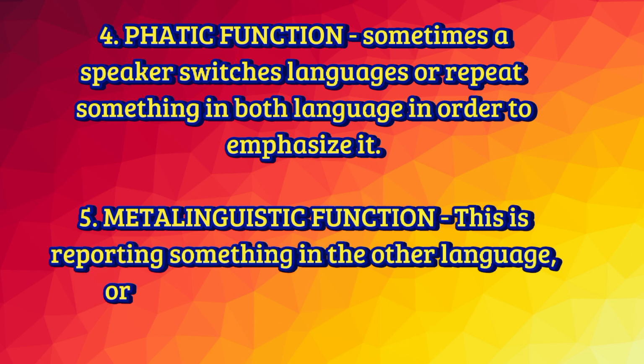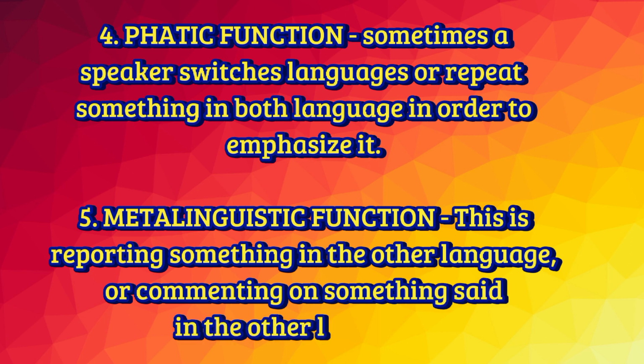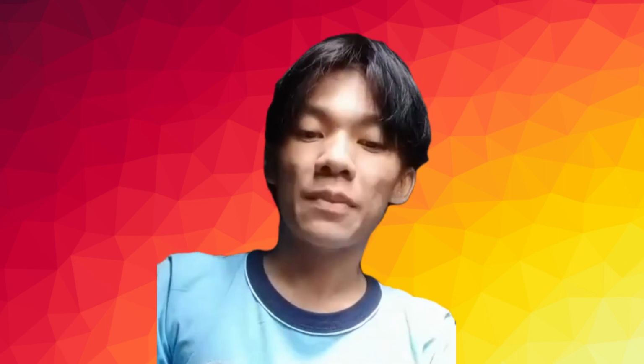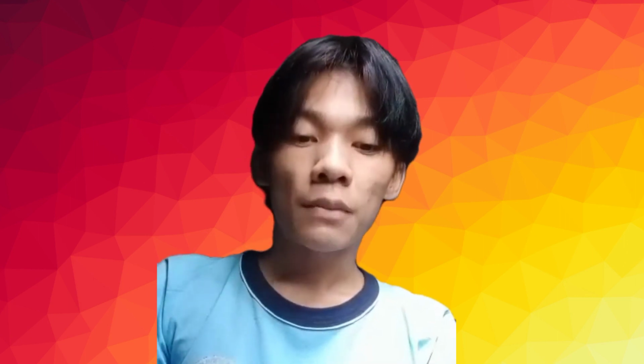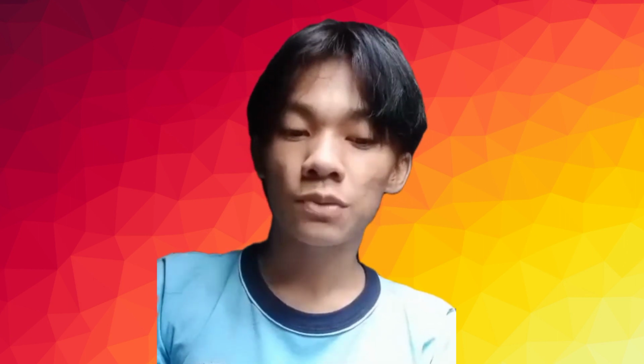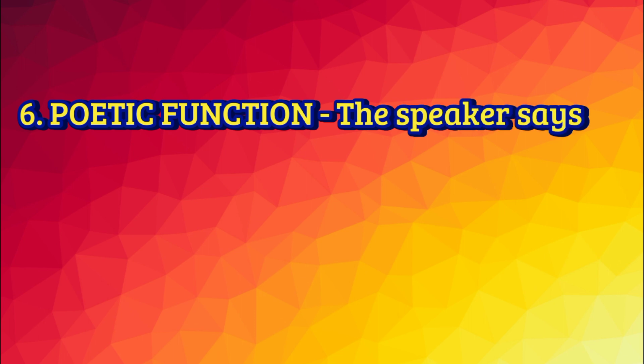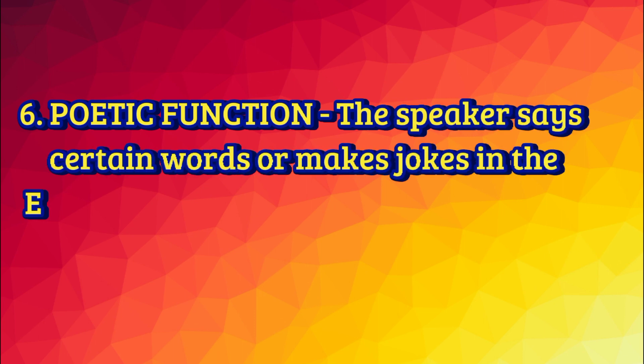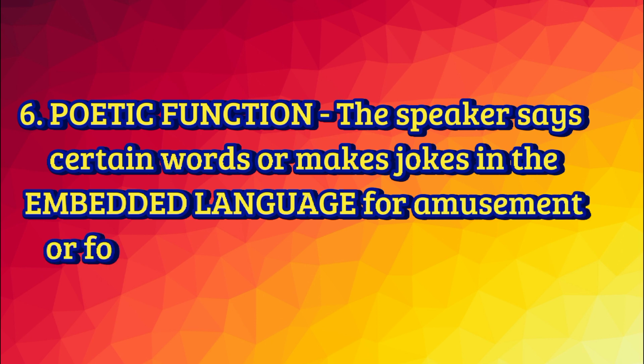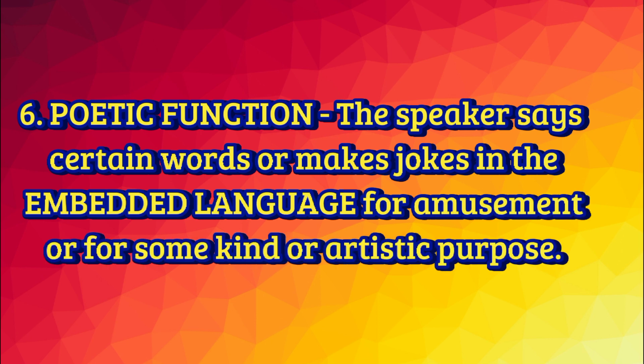Number 5. Metalinguistic function. This is reporting something in the other language or commenting on something said in the other language. For example, you're speaking in Japanese but then you quote a lyric from an English language song without translating it. Maybe you said something in an embedded language but you explained it and added further commentary in the matrix language. Number 6. Poetic function. The speaker says certain words or makes jokes in the embedded language for amusement or for some kind of artistic purpose.